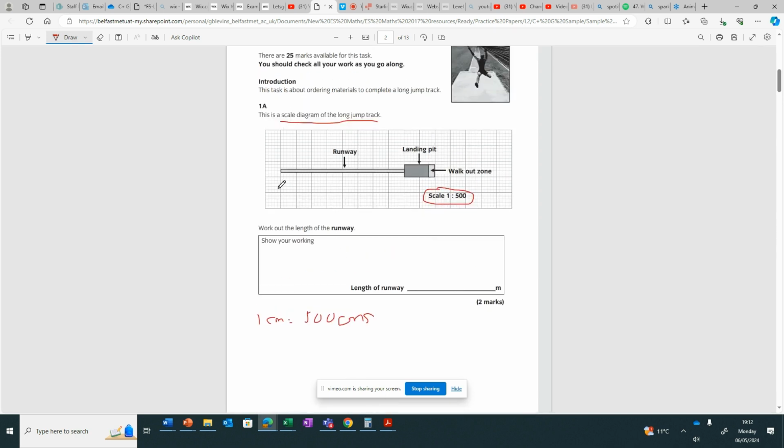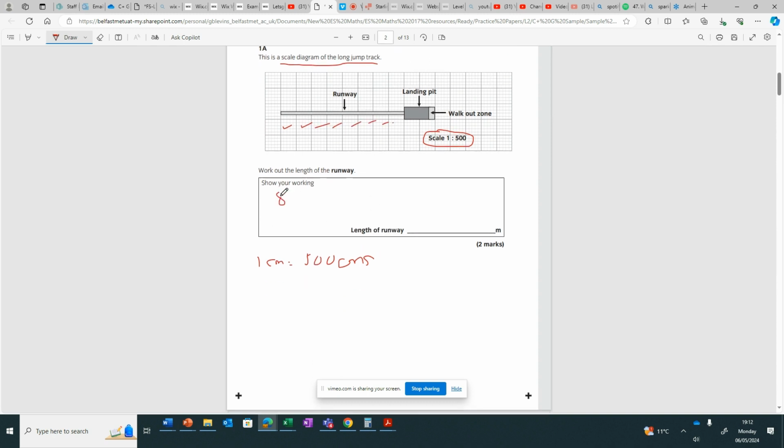So we measure or we count the squares. There's 1, 2, 3, 4, 5, 6, 7, 8 squares there. So I'm going to do 8, my measurement, times the scale factor, which is 500, and get 4,000 centimeters. Now the answer's in meters, so I'm going to divide by 100 to turn centimeters to meters and get 40 meters.